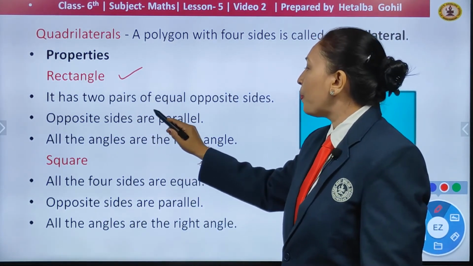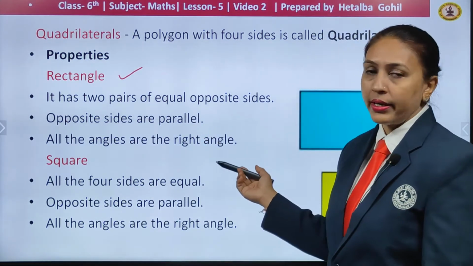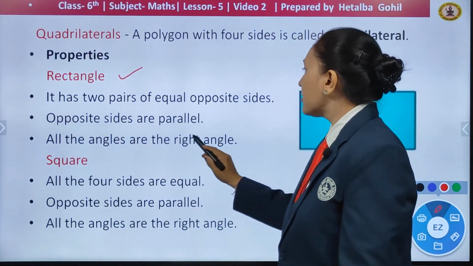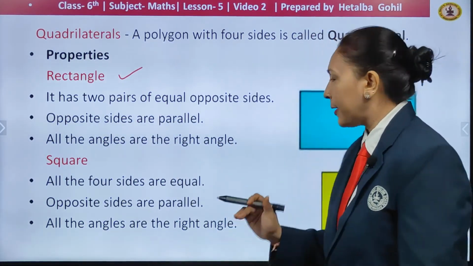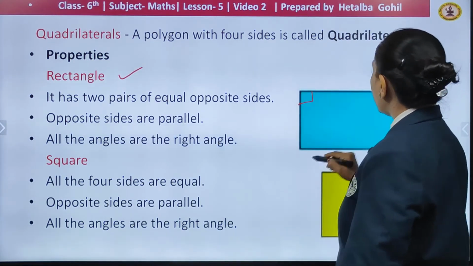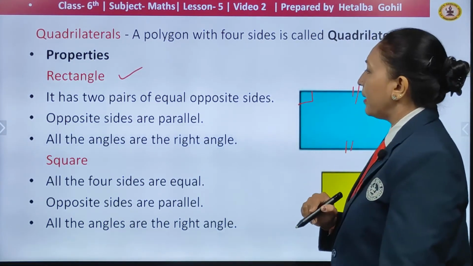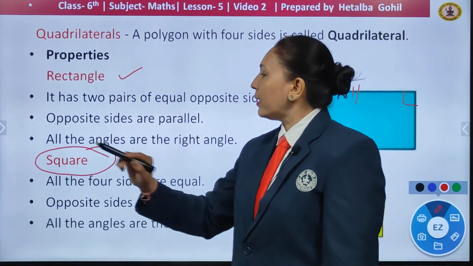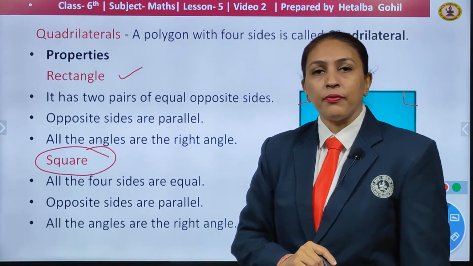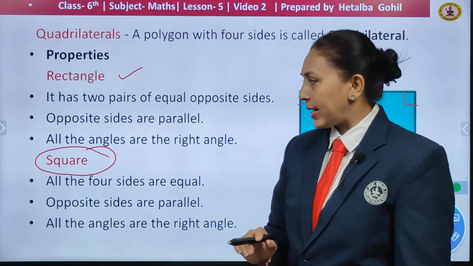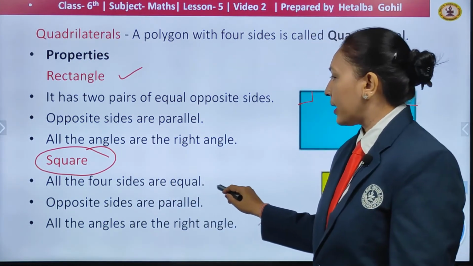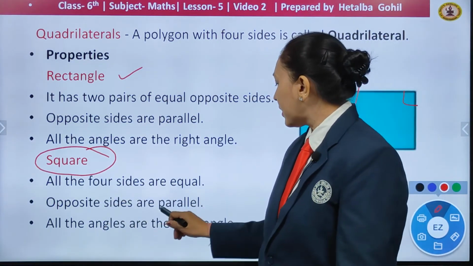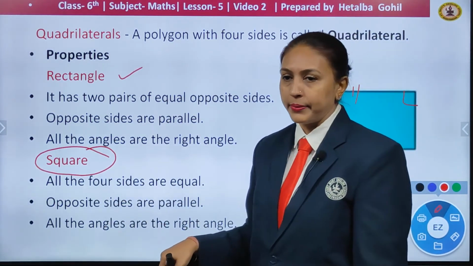It has two pairs of equal opposite sides, which we already know, children. Opposite sides are parallel and all the angles of the rectangle are 90 degrees. You can see here all are 90 degrees, opposite sides are parallel and equal. Similarly, square. A square is also another quadrilateral which is made up of line segments and has four sides. All the four sides are equal, opposite sides are parallel and all the angles are right angles.